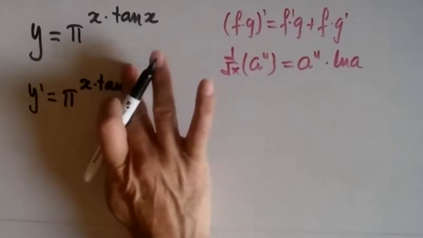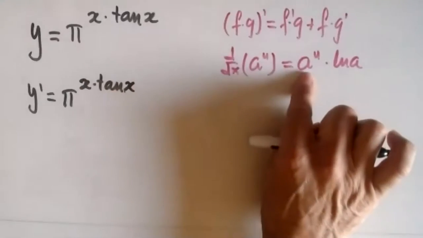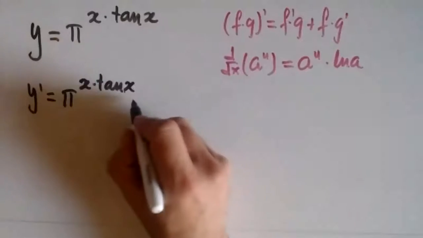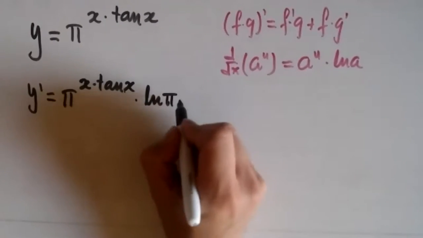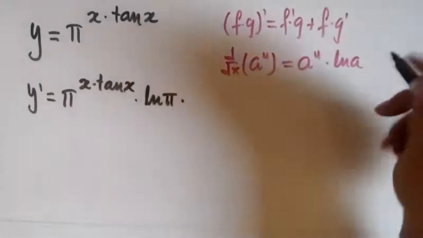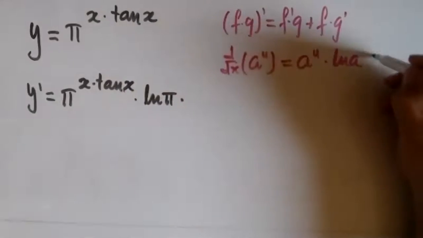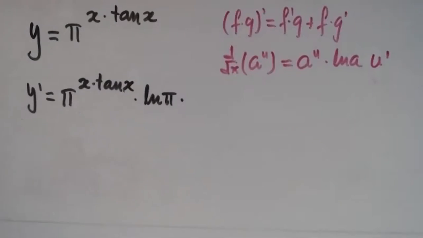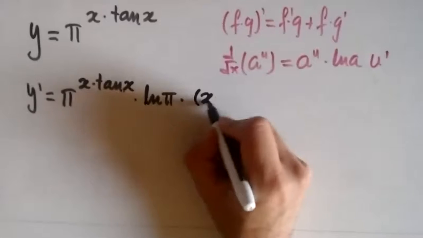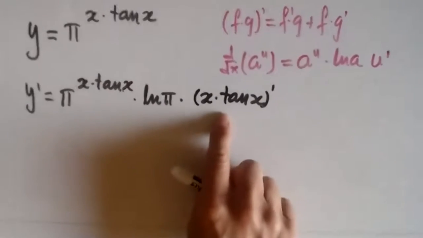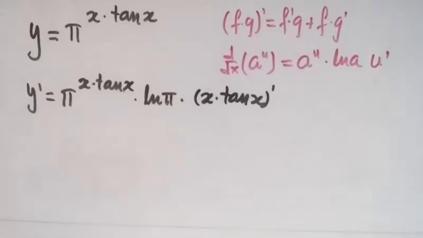So I'm going to put this portion right here, times the ln of the base, ln pi, times u prime, which is the one I forgot here. Sorry, this is times u prime. So it's going to be (x tangent x) prime. So I have to take the derivative of this product using this formula.